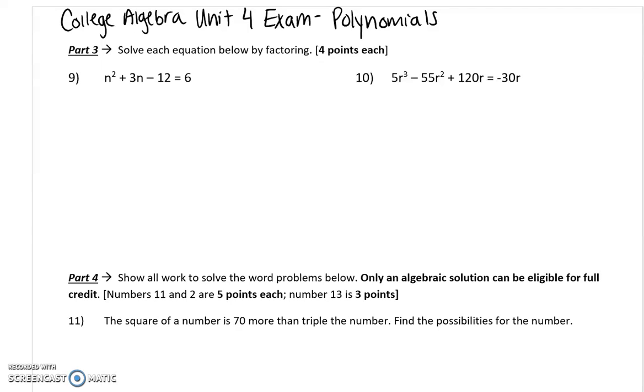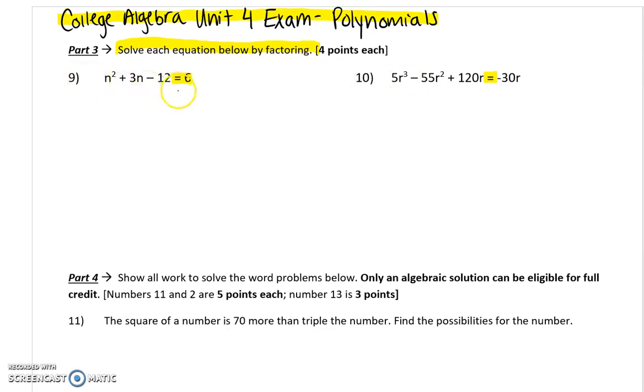In this video, we will be continuing to go through the College Algebra Unit 4 exam on polynomials, but this video will go through the back of the exam. So part 3 tells us to solve each equation below by factoring. You'll notice in both of these problems, 9 and 10, there's an equal sign indicating that it's an equation, and what we're trying to do is solve for n, solve for r.